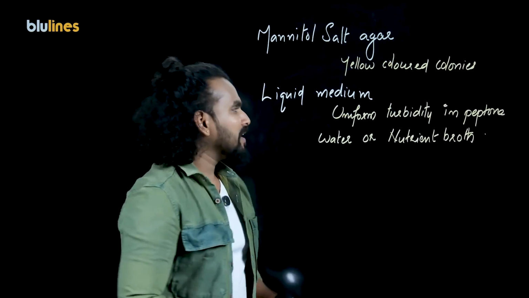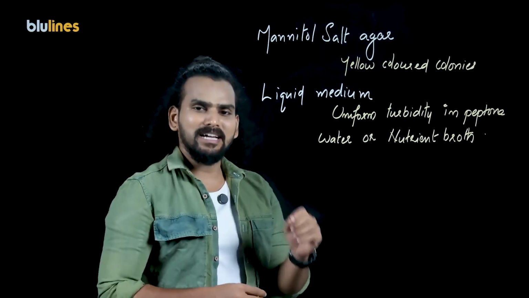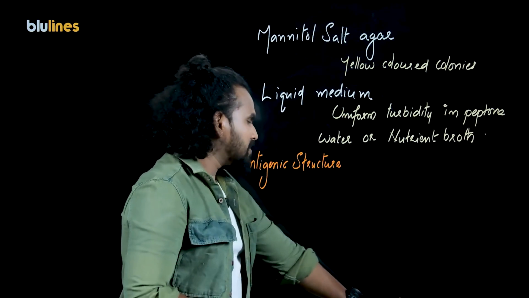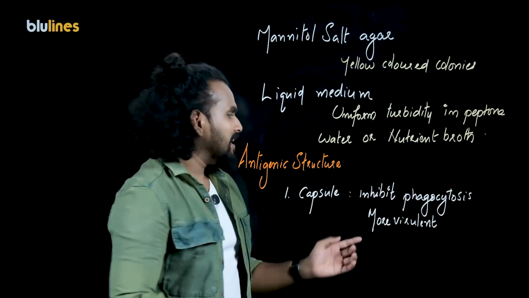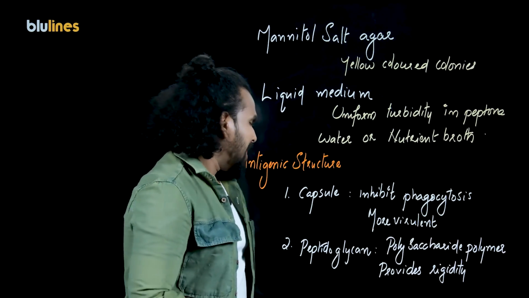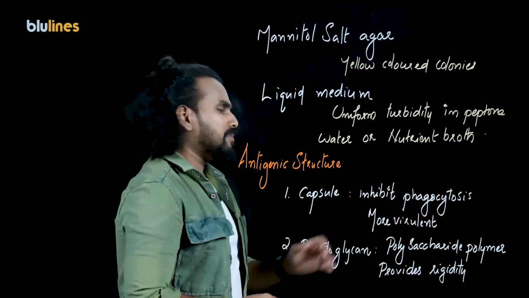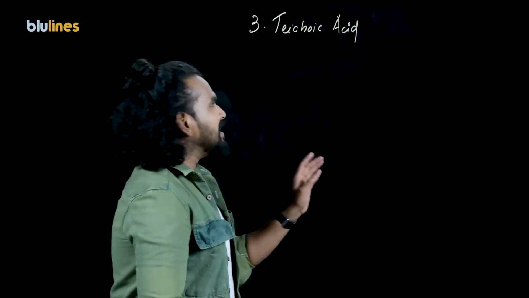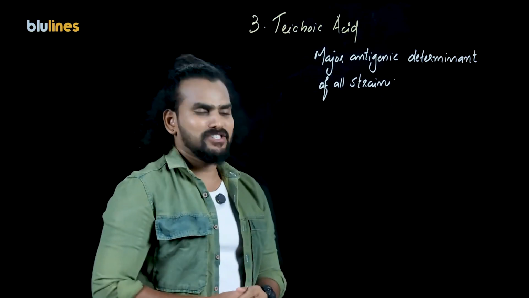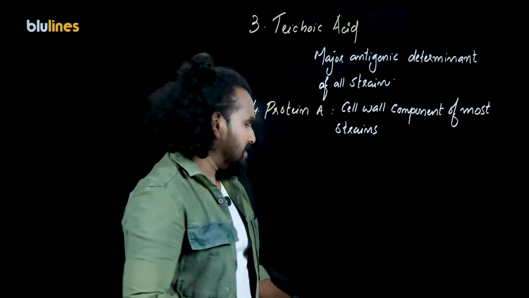Then in liquid medium, we can use peptone water or nutrient broth. It forms uniform turbidity in the tube. And coming to the antigenic structures. Some Staphylococcus have a capsule that inhibits phagocytosis, and they are said to be the more virulent group. And they have peptidoglycan, a polysaccharide polymer that provides rigidity. And the teichoic acid, they are the major antigenic determinant in all strains. And protein A, it's a cell wall component of most of the strains.